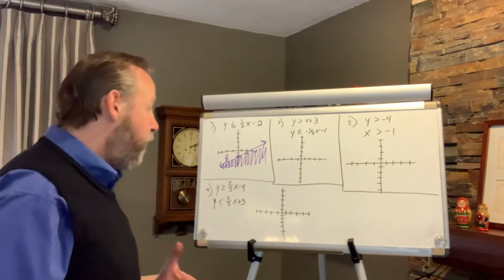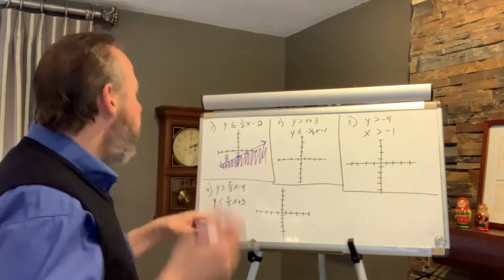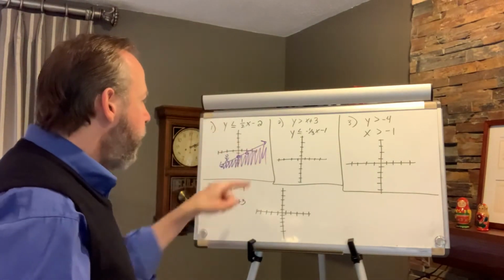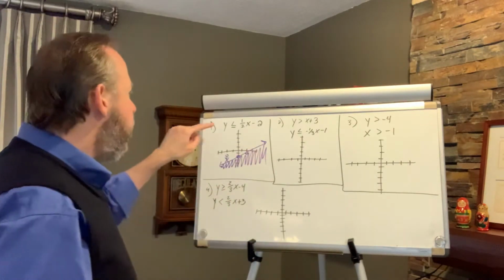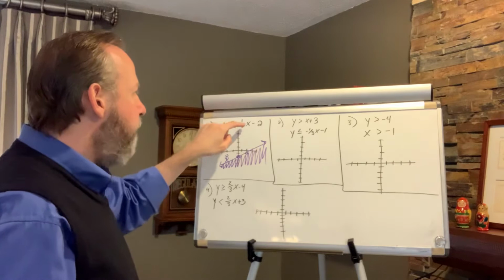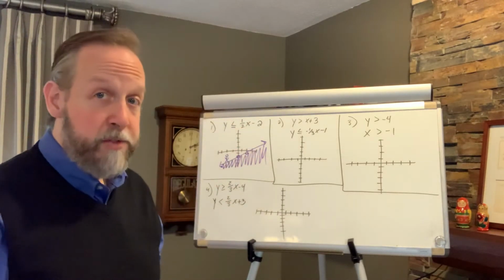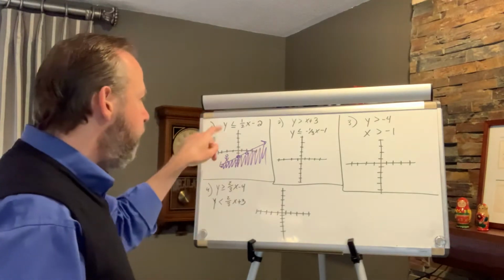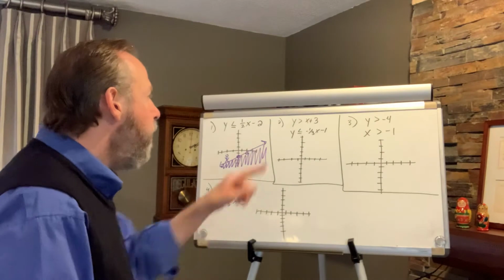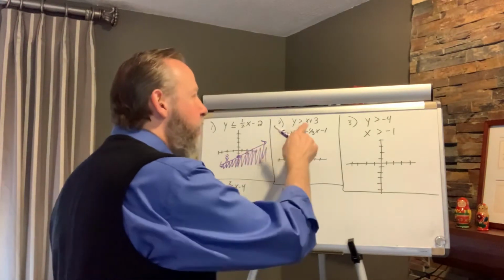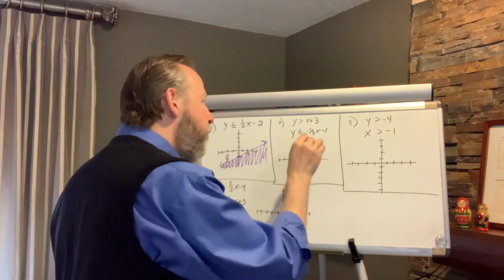If you want to choose a coordinate that should be in the shaded area, we can check. I'm going to check 4, 0. I'm going to just say it because I don't have room to write, but 4, 0. So is 0 less than or equal to half of 4 minus 2? Half of 4 is 2, and 2 minus 2 is 0. So it says 0 is less than or equal to 0, which it is. It works.